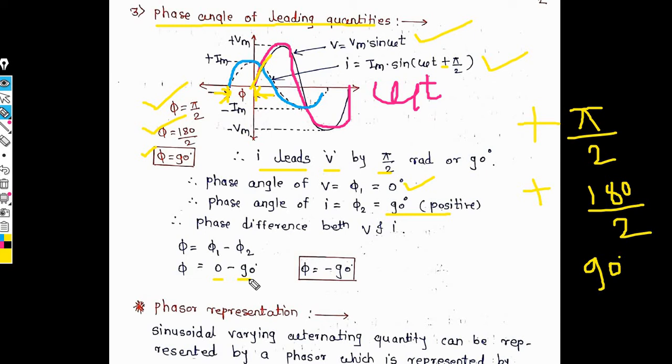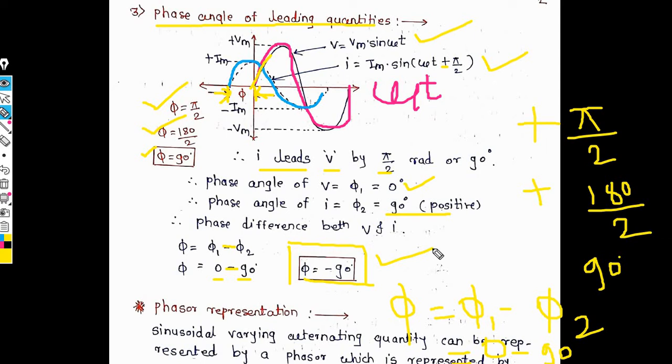Then phi comes out as minus 90, because the phase difference formula has a minus, so the angle phi is minus. This depends on the sign of the phase difference, that is phi equals phi 1 minus phi 2. Then 0 minus 90, so the obtained angle is phi equals minus 90.